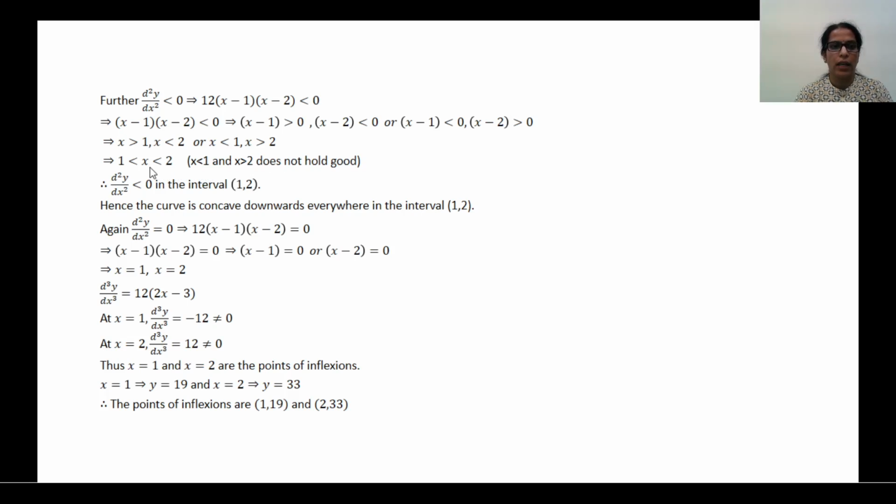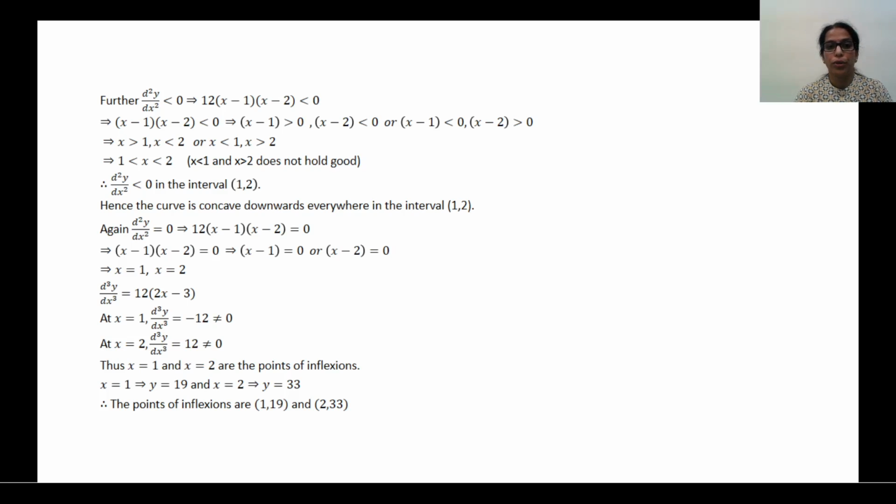Therefore, we have x greater than 1 and less than 2. Therefore, the interval is for d square y by dx square less than 0. The interval is (1, 2). Therefore, the curve is concave downwards in the interval (1, 2). Now, we shall find out the point of inflection.